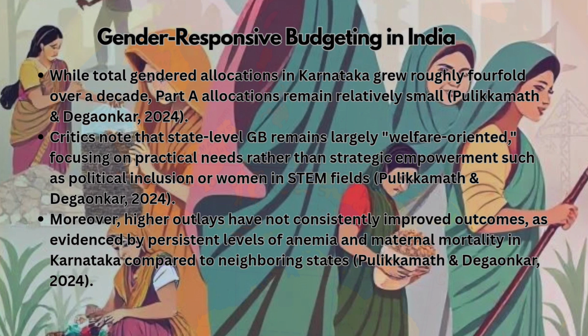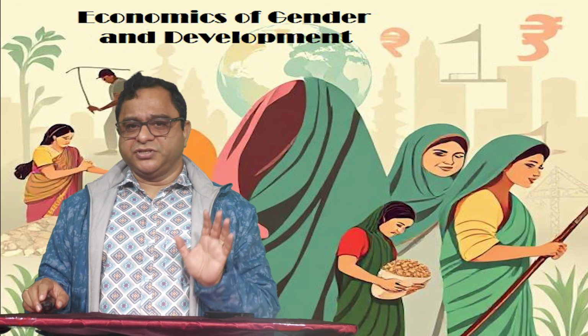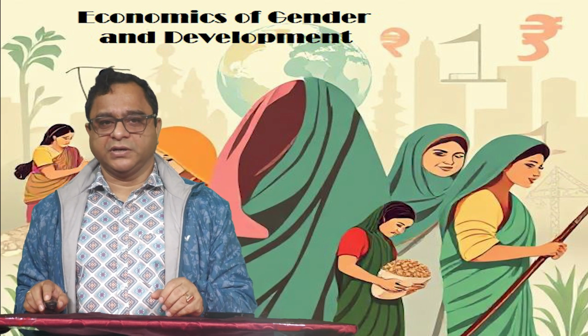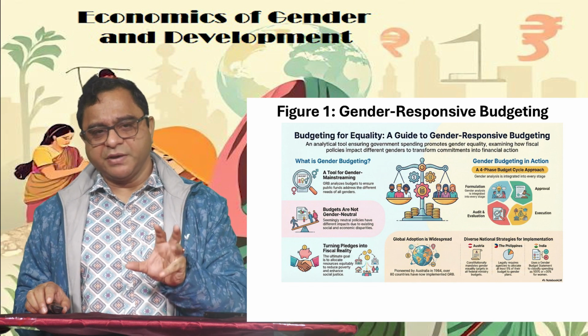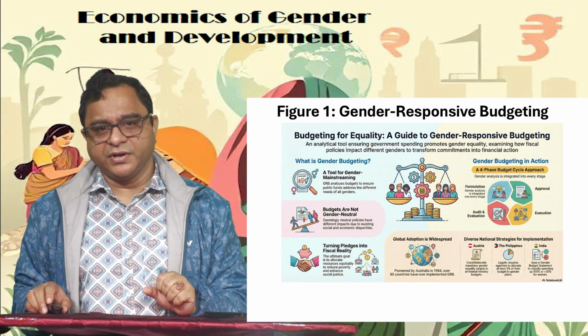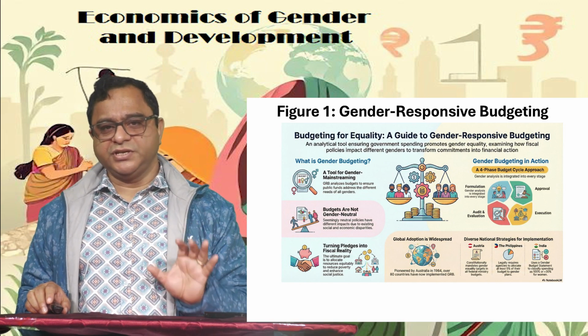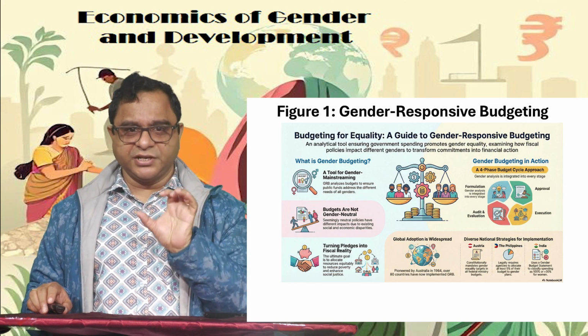Moreover, higher outlays have not consistently improved outcomes, as evidenced by persistent levels of anemia and maternal mortality in Karnataka compared to neighboring states. Now, based on our above discussion, we can summarize the major discussion on gender budgeting with the help of the following Figure 1. Here in the figure, you can see it basically summarizes what gender budgeting is, and how gender budgeting is seen in action. Please see this figure very minutely, and you will find that the entire discussion on gender responsive budgeting has been summarized here.